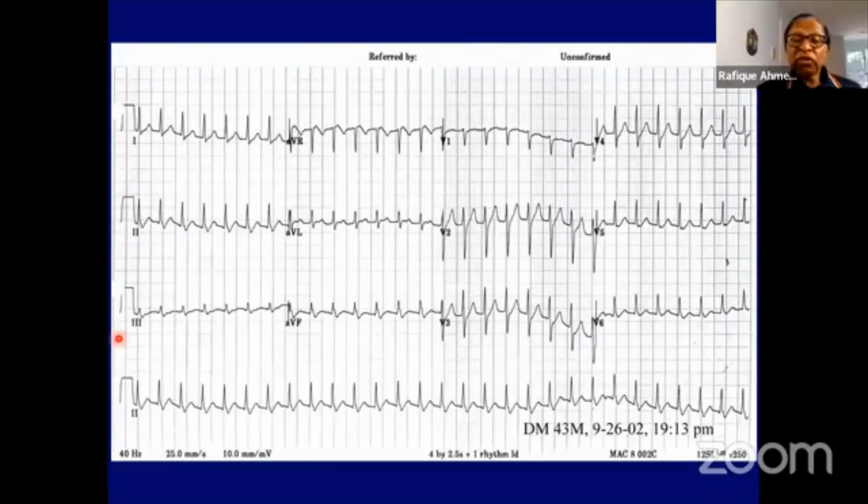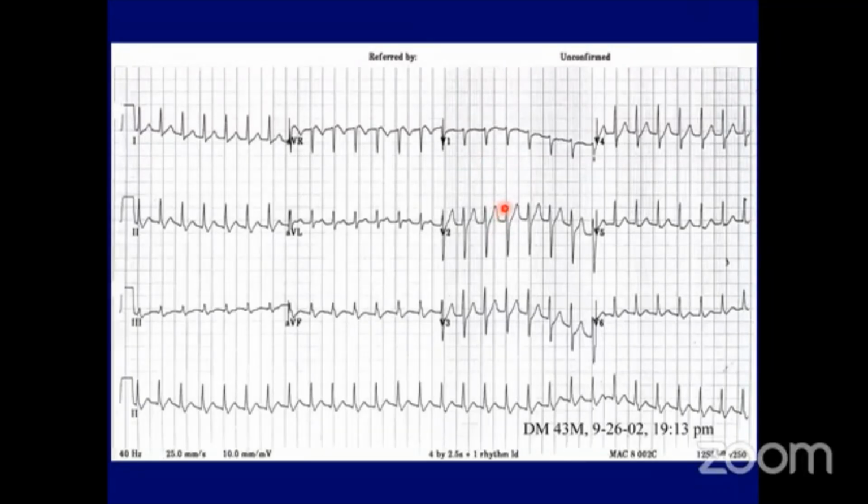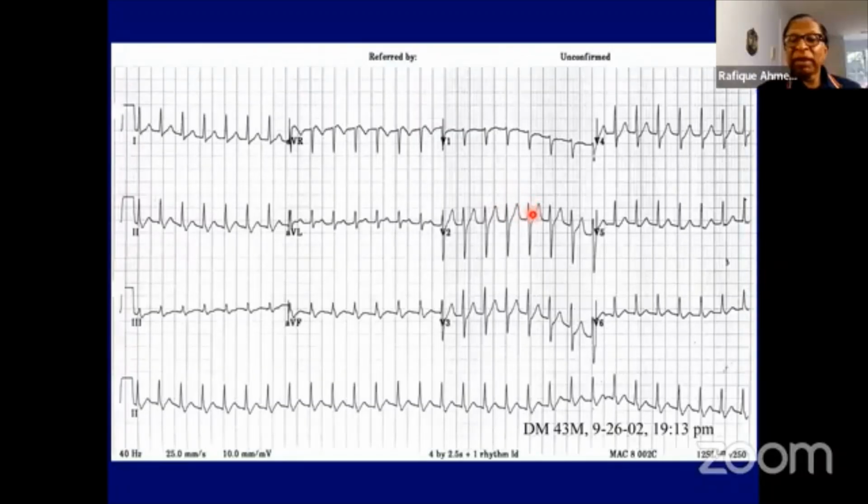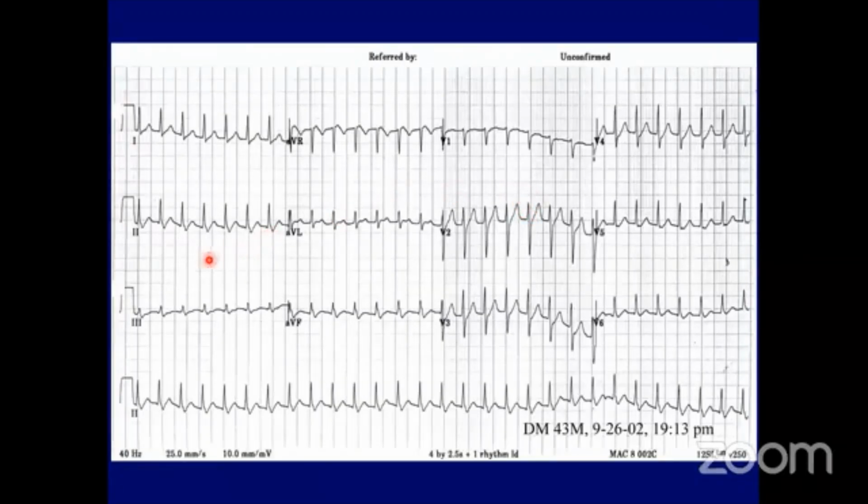Oh, fantastic. That's wonderful. So the rate is not 280. I'll give you a simple way of doing it. Two boxes would have been 150. It is a little bit less than two boxes, so it would be like 170, 180 beats per minute. But your observation is excellent.